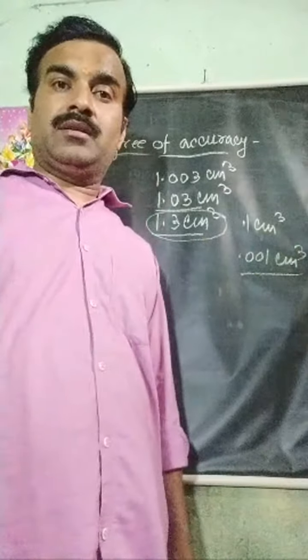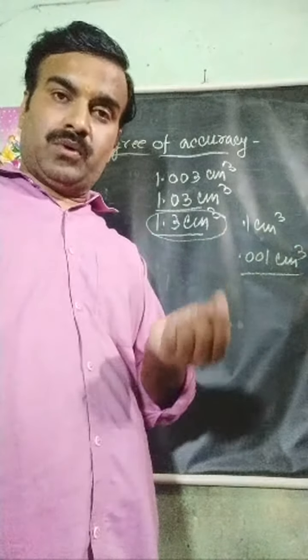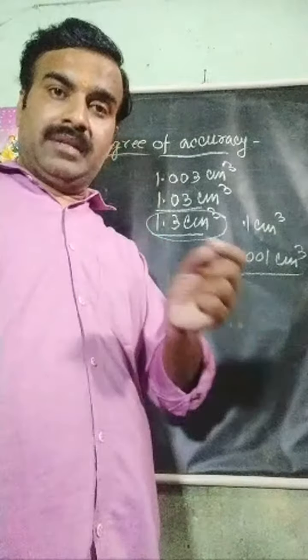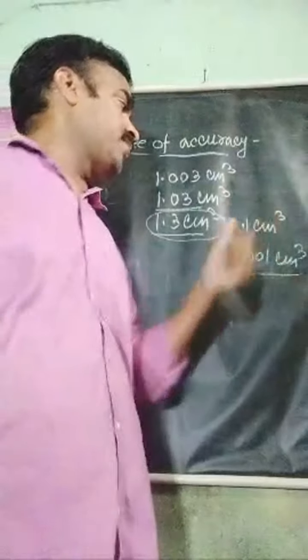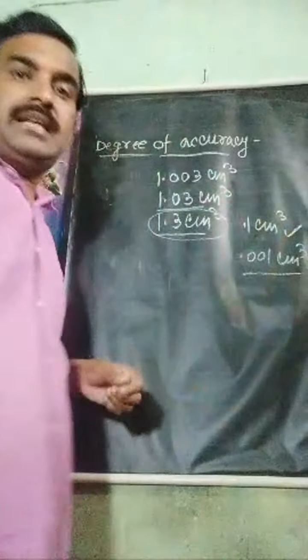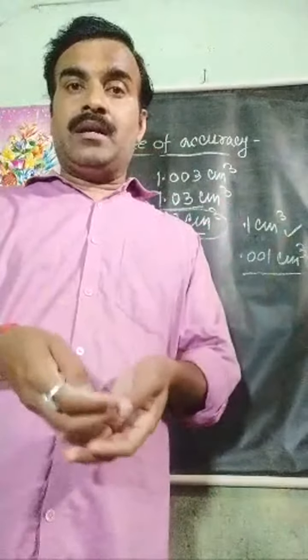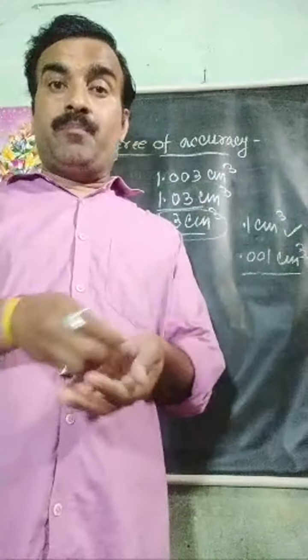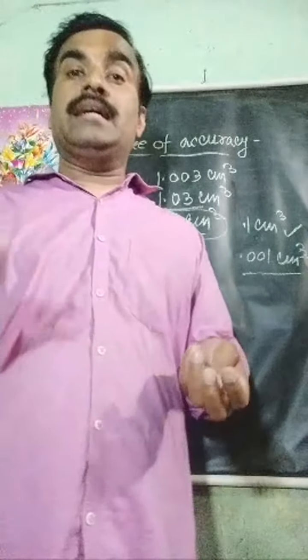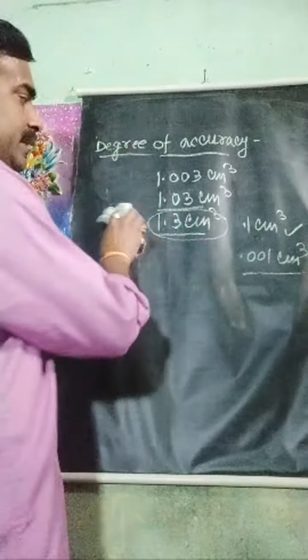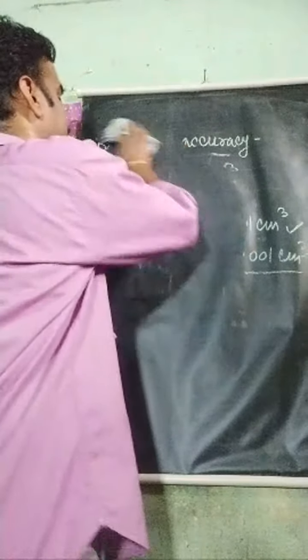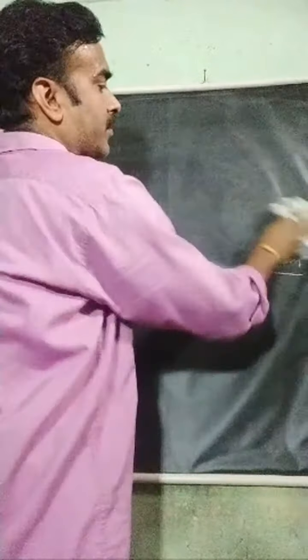It will be quite easier for you to solve the numerical problem as well, if you write in this form. That means degree of accuracy is that by which we can write the object result without any error. That means up to what extent we can write any object without error. Okay, now come to the next one.